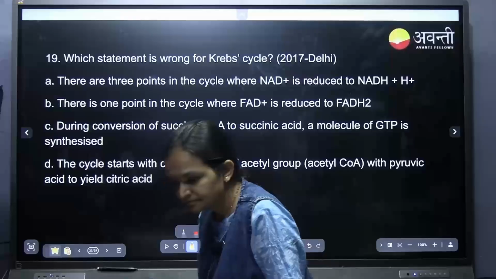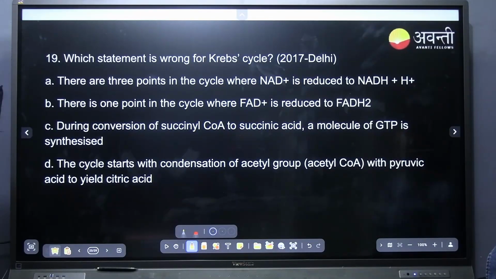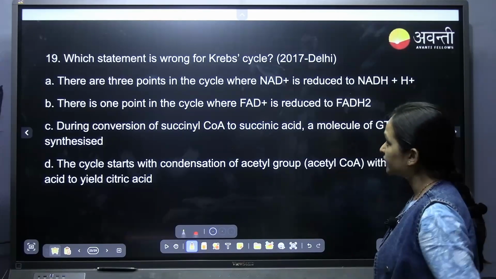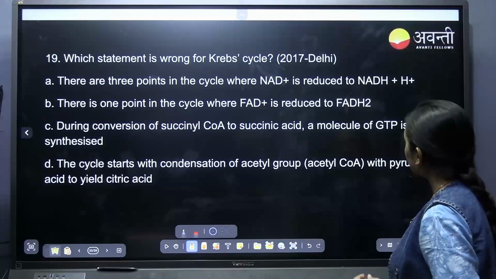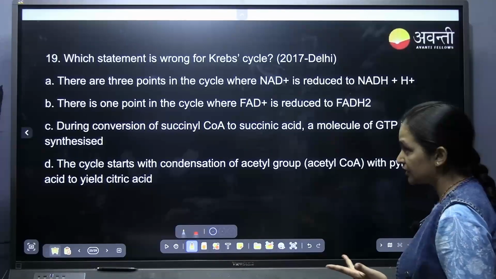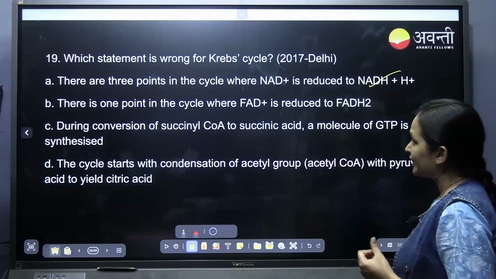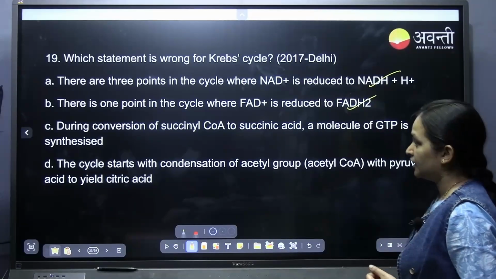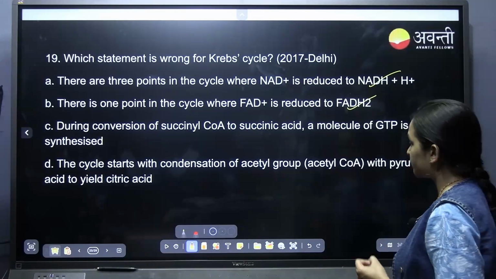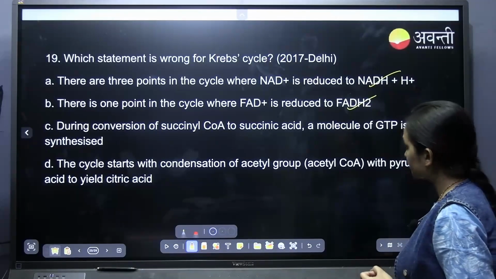Are you getting it? Which statement is wrong for the Krebs cycle? Tell me which statement is wrong. There are 3 points in the cycle where NAD plus is reduced to NADH plus H plus. Yes. There is 1 point in the cycle where FAD plus is reduced to FADH2. Yes. During conversion of succinyl CoA to succinate, a molecule of GTP is synthesized?